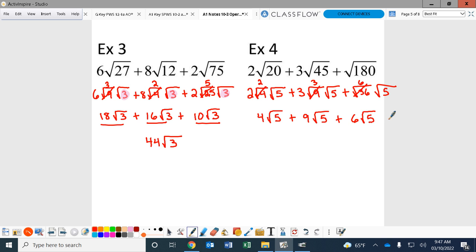Since they are all like terms, it's just like adding 4x plus 9x plus 6x. We would just combine them all together. What would we get? 19, and then it'd be square roots of 5. 19 square roots of 5. There we go. Any questions, guys?